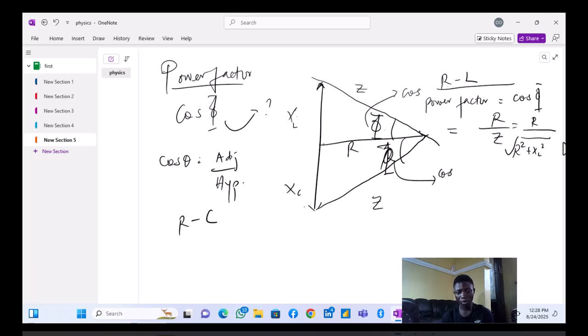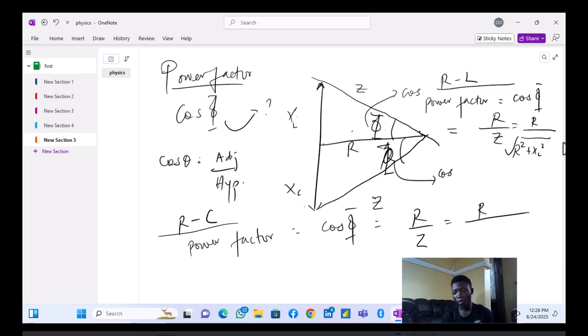RC circuit. Okay, so we are going to have that the power factor for the RC circuit, which is the cos phi, will be R over Z, obviously, because the adjacent is this R, and Z is the hypotenuse, which is R over the square root of R squared plus XC squared. So that's the power factor for that.